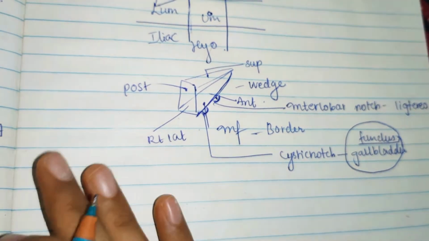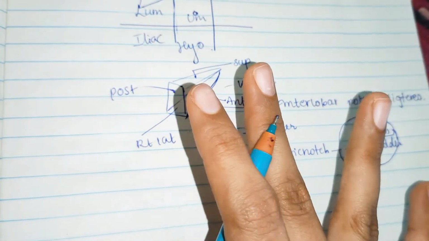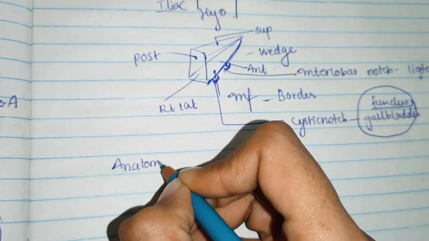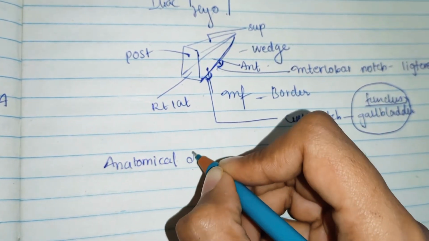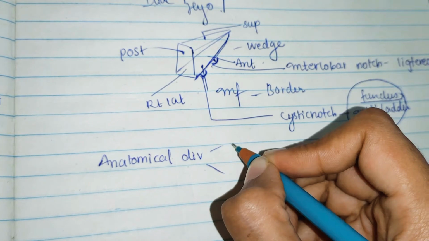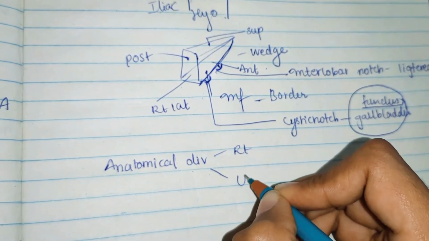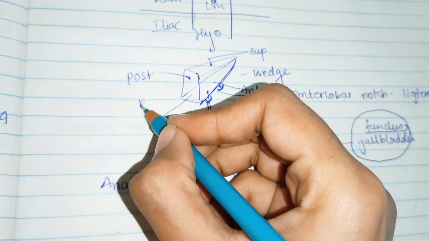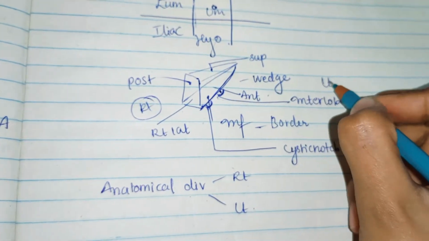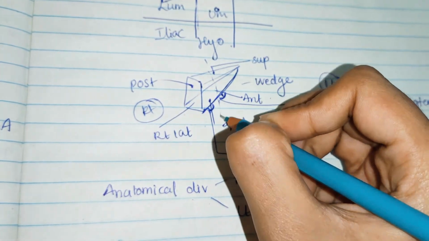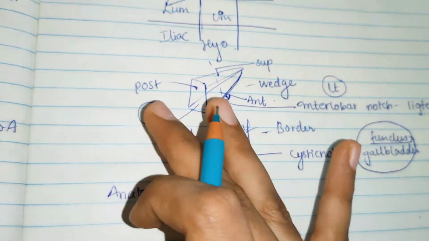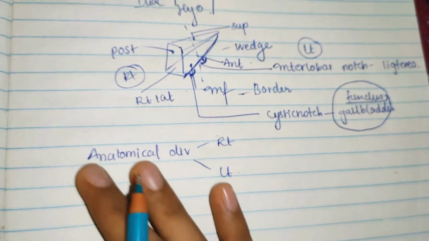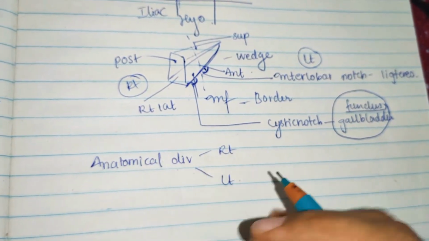Now coming to the 2 lobes. Actually, the liver is divided into 2 lobes. This is called the anatomical division. According to the anatomical division, the liver is divided into 2 lobes, one is the right lobe and one is the left lobe. So this side is the right side, right? This is the left side. Let us cut the liver like this. In the anatomical position, this is the right side of the liver and this is the left side of the liver. So this is the anatomical division.